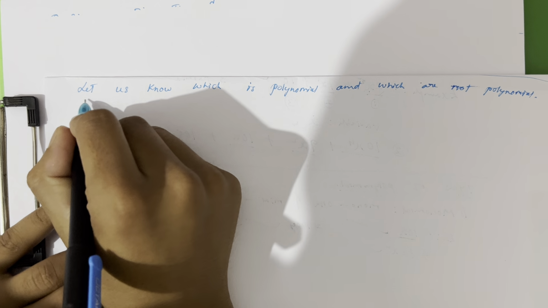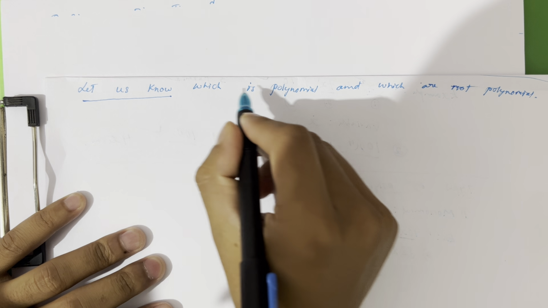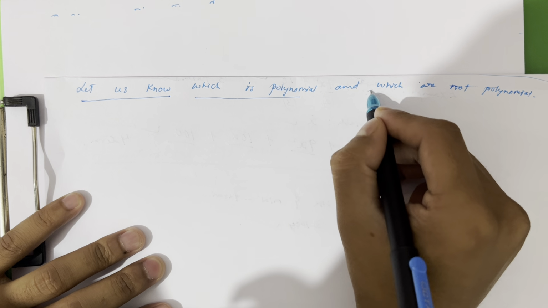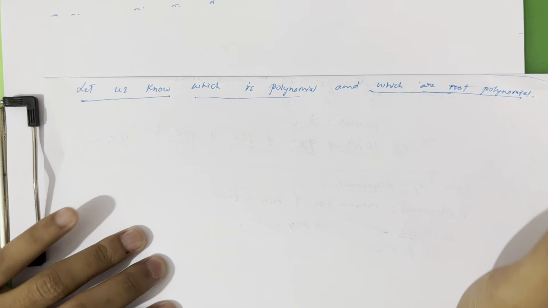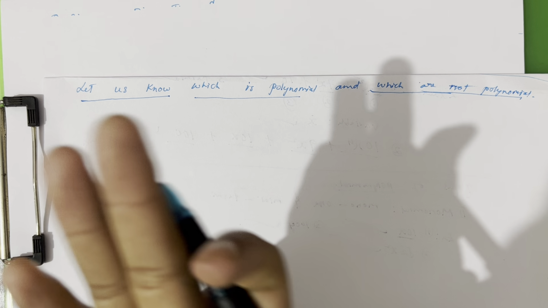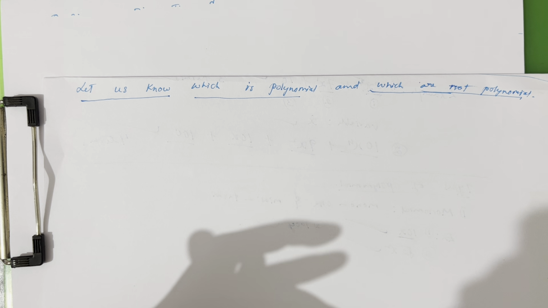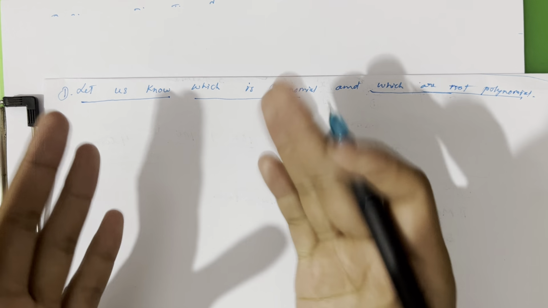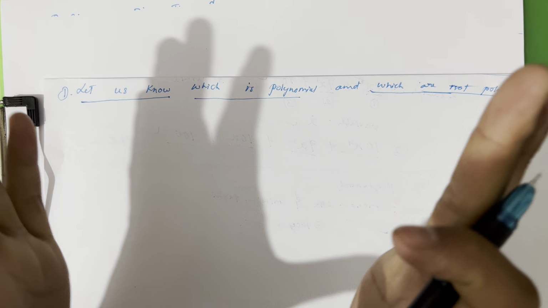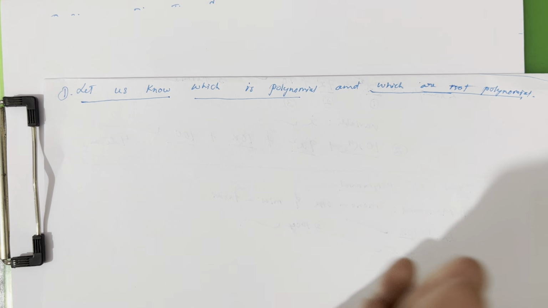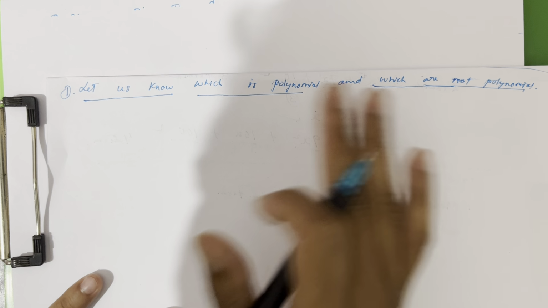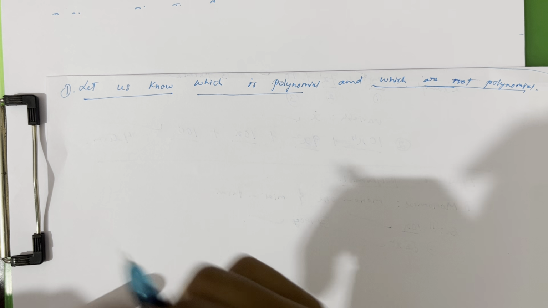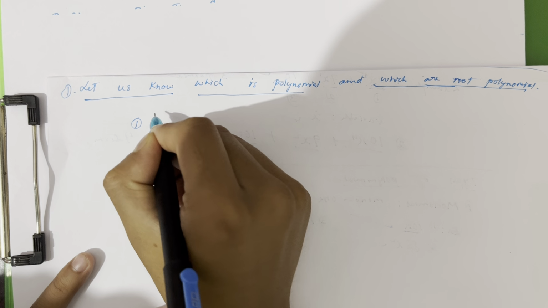Now let us know which is a polynomial and which are not polynomial. Okay, now let us know first this one. Let us know which are those polynomial and which are not polynomial. Okay, let me give you one example.